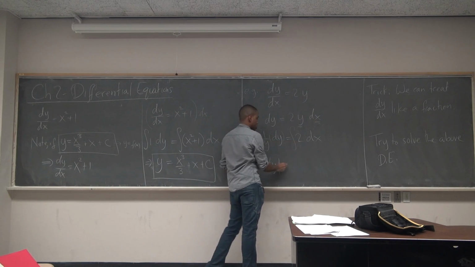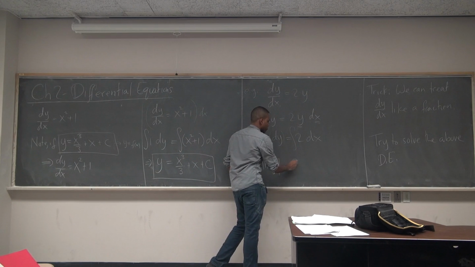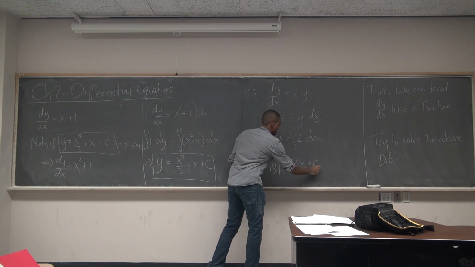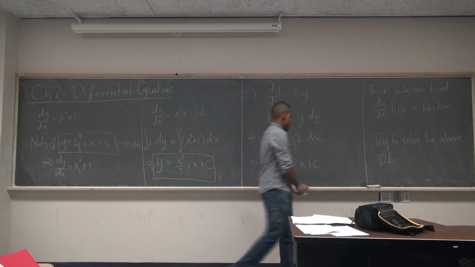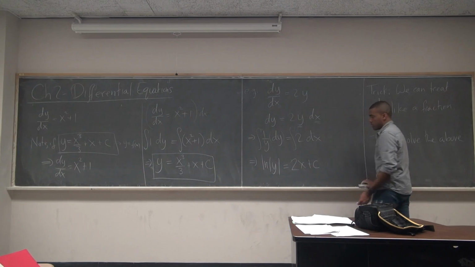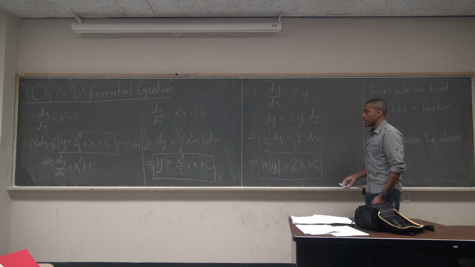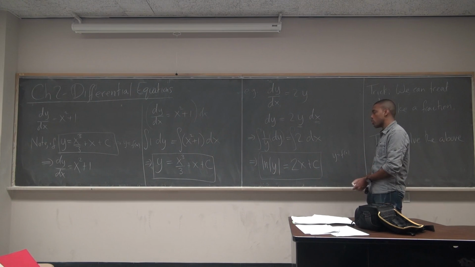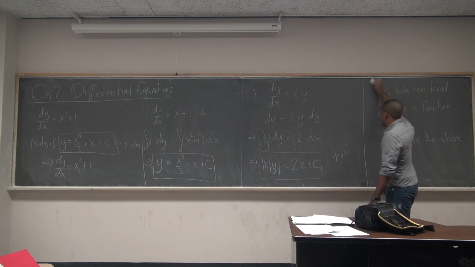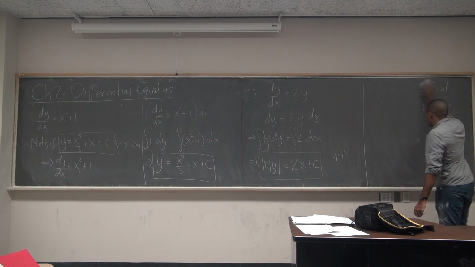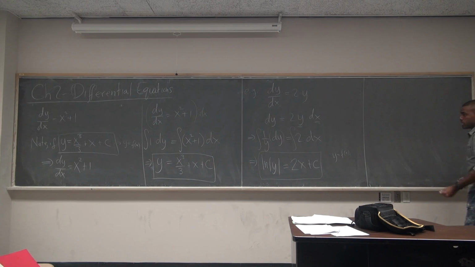So the integral of 2 is 2x plus c. Now, technically this is an answer. You could have written that as an answer. But let's say I want to write the answer as y equals f of x. A lot of times I want that. Can you do the e on both sides? Right, I can raise both sides to the e.